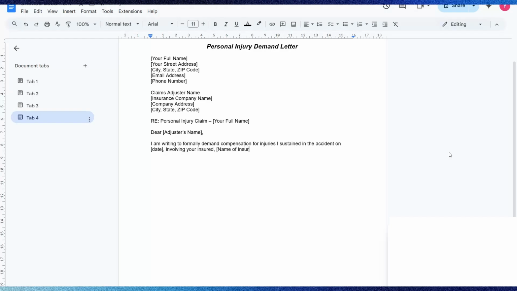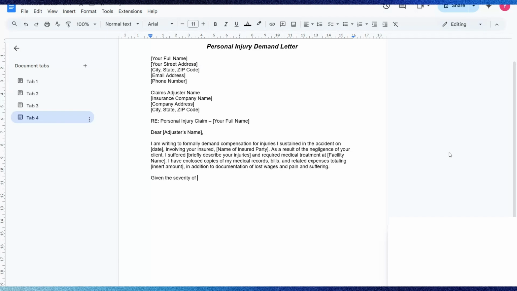After that, write, "I am writing to formally demand compensation for injuries I sustained in the accident on date involving your insured, name of insured party. As a result of the negligence of your client, I suffered. Briefly describe your injuries and required medical treatment at facility name. I have enclosed copies of my medical records, bills and related expenses totaling insert amount in addition to documentation of lost wages and pain and suffering.